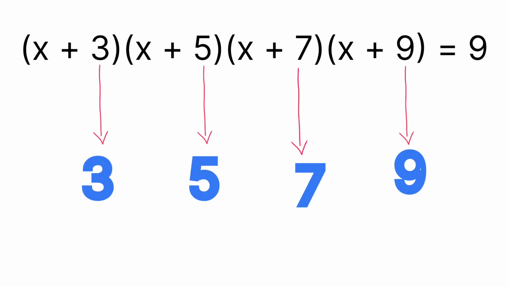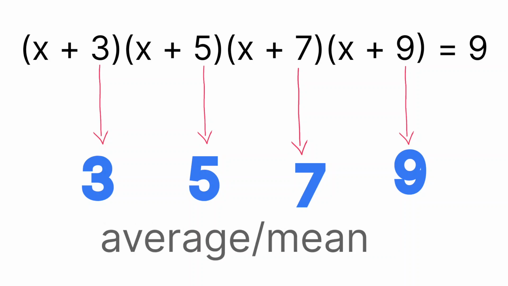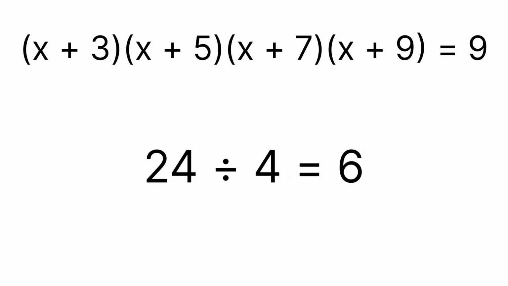All these numbers form a sequence. If you look closely, the difference between each number is 2. So, let's take the average of these numbers, the mean. 3 plus 5 plus 7 plus 9 equals 24, divided by 4 equals 6.